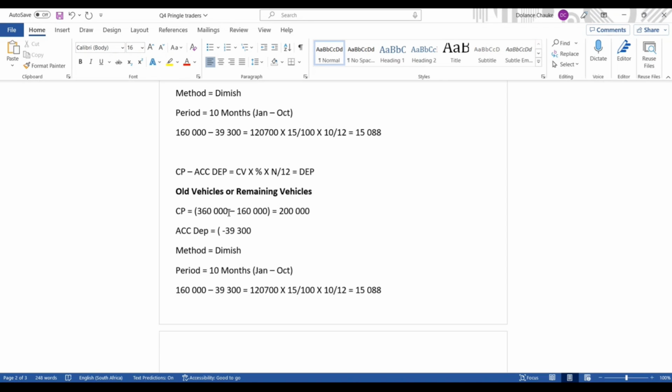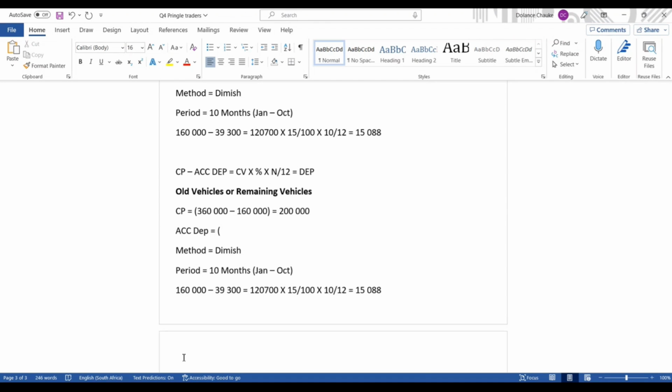Am I clear? Don't worry about that, we'll come back there. It's the same thing that we did at cost, we're going to do at accumulated depreciation. So now let's check how much is the accumulated depreciation at the beginning of the year, or the opening balance of the accumulated depreciation. Let's go back to the question.